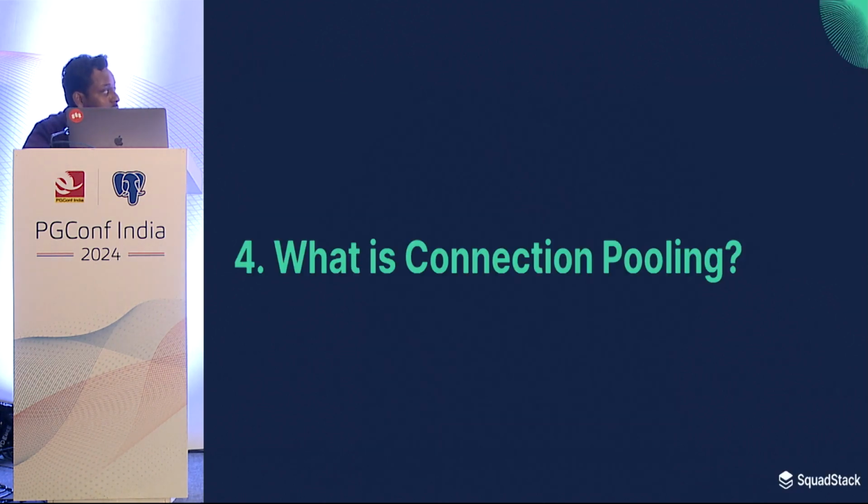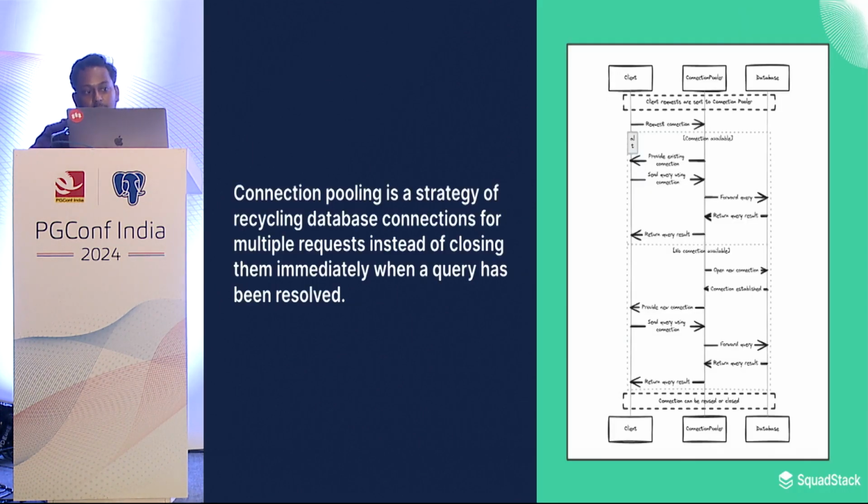Okay, so let's discuss connection pooling. So what is connection pooling? Here is a definition. Connection pooling is a strategy of recycling database connections for multiple requests instead of closing them immediately when a query has been resolved. So basically it acts as a queuing system, where we can recycle our connections and perform better.